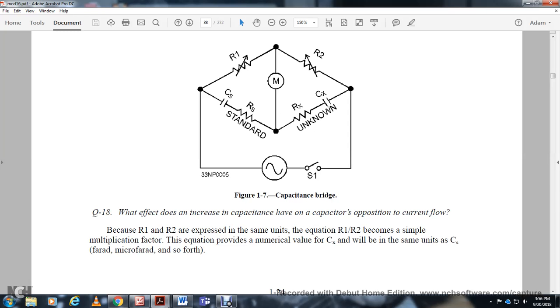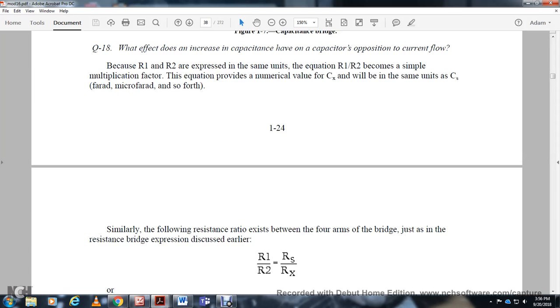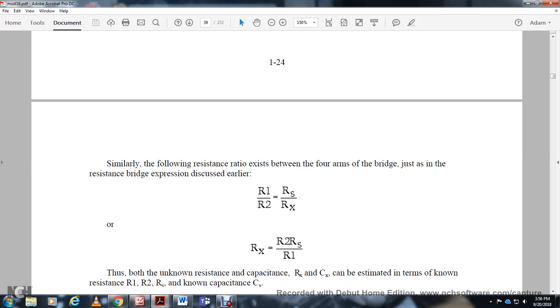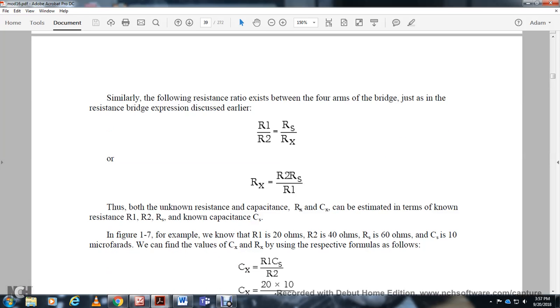Resistor 1 and resistor 2 form a simple multiplication equation with the capacitance. Capacitor X will be in the same units as capacitor S: farad, microfarad, and so forth. Simplifying with the resistance ratio that exists between the form of the bridge and the resistance bridge expression from earlier, resistor 1 over resistor 2 is equal to resistor S over resistor X. Resistor X is equal to resistor 2 times resistor S over resistor 1. Both the unknown resistance and capacitance, resistor X and capacitor X, can be estimated from the known resistor 1, resistor 2, resistor S, and the known capacitance of capacitor S.